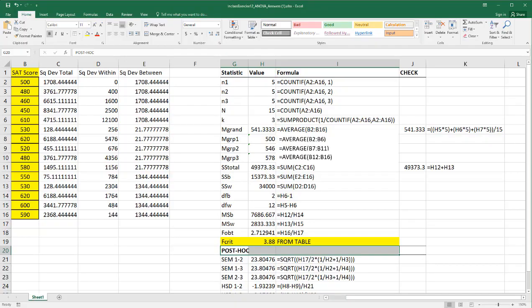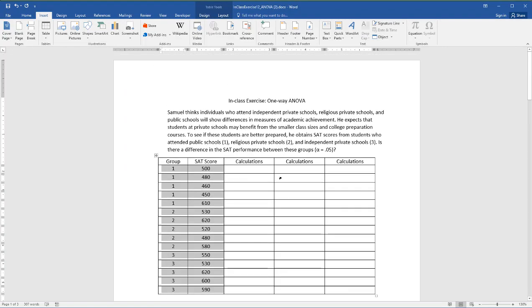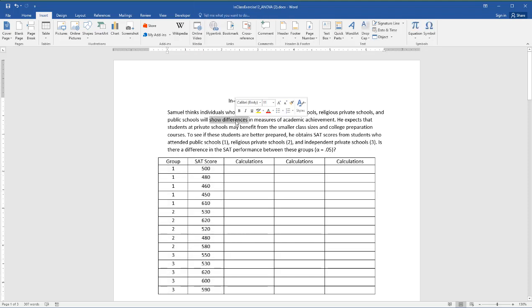Additionally, it's a good time to point out that technically, given Samuel's hypothesis, we would have actually preferred to just do an independent samples t-test. So he first says individuals who attend these schools will show differences. That would suggest that there's a difference somewhere between these three schools. But then more explicitly, more narrowly, he says that he expects students at private schools as a group. He does not distinguish between religious private schools and independent private schools. He just says private schools.